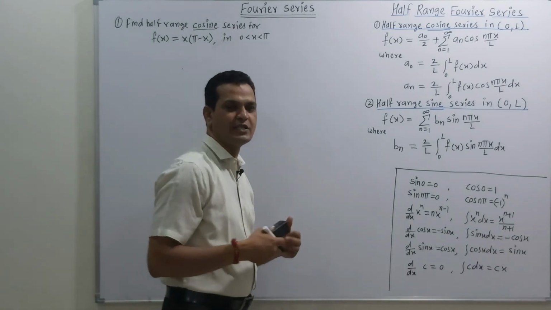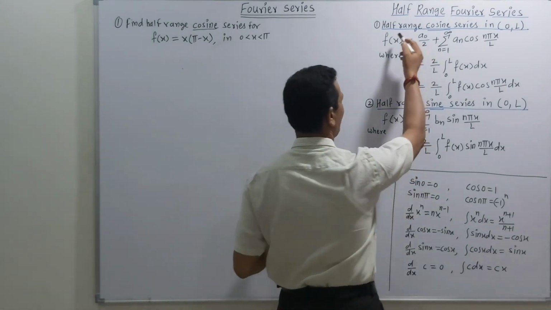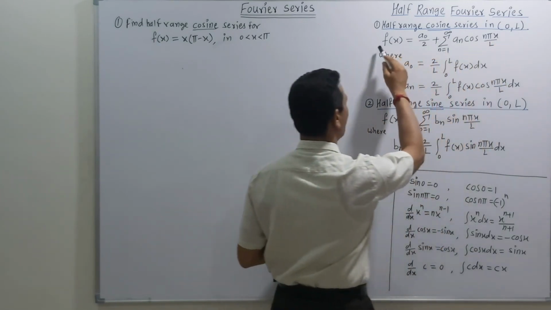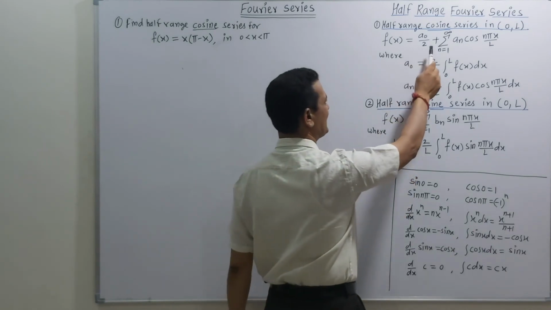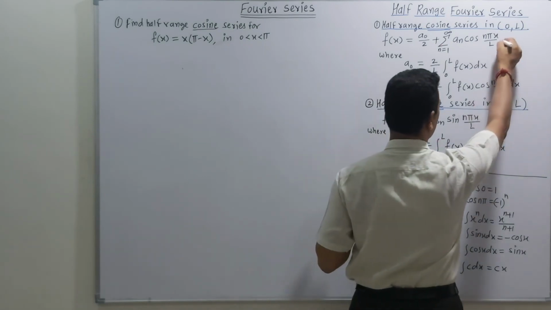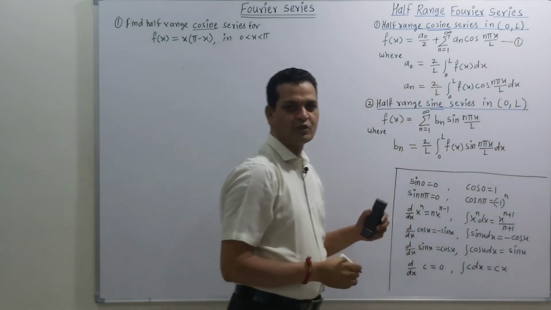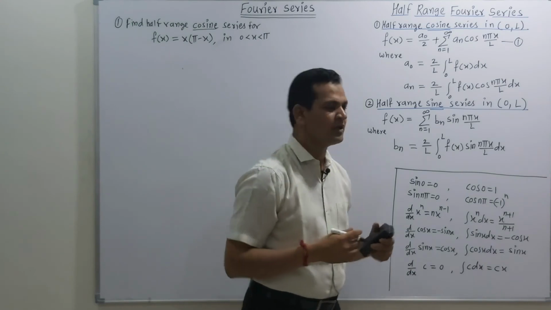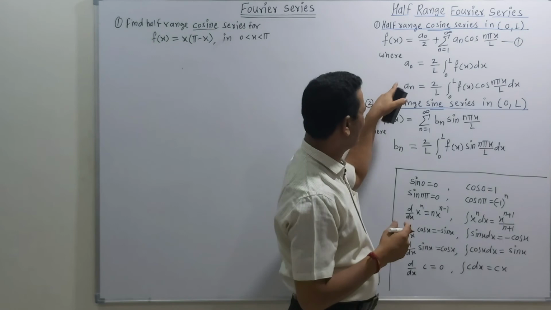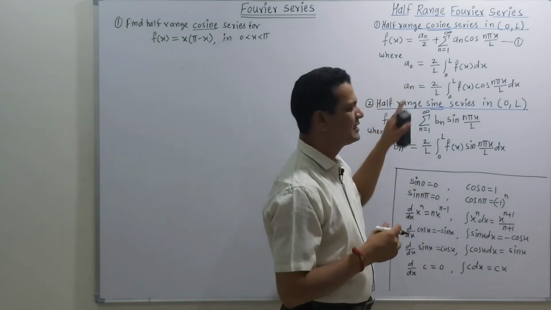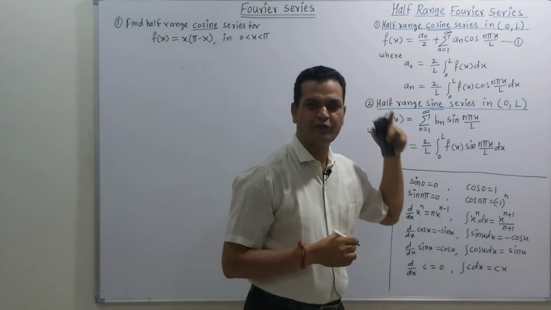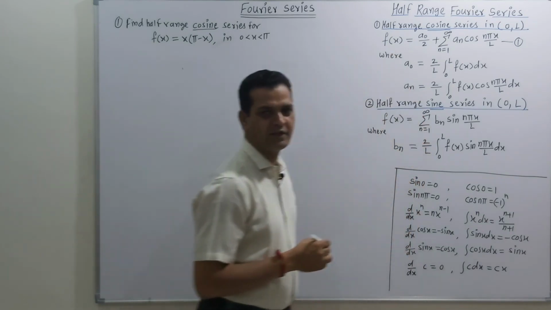Whenever a half range cosine series question is there, the definition of the half range cosine series in the interval 0 to L is f of x is equal to a naught by 2 plus summation of a n cos of n pi x upon L. Let's call this equation number 1. To find the Fourier series means to find the Fourier coefficients a naught and a n. After getting the values of a naught and a n, we put these values in this equation and we get the required Fourier series expansion.